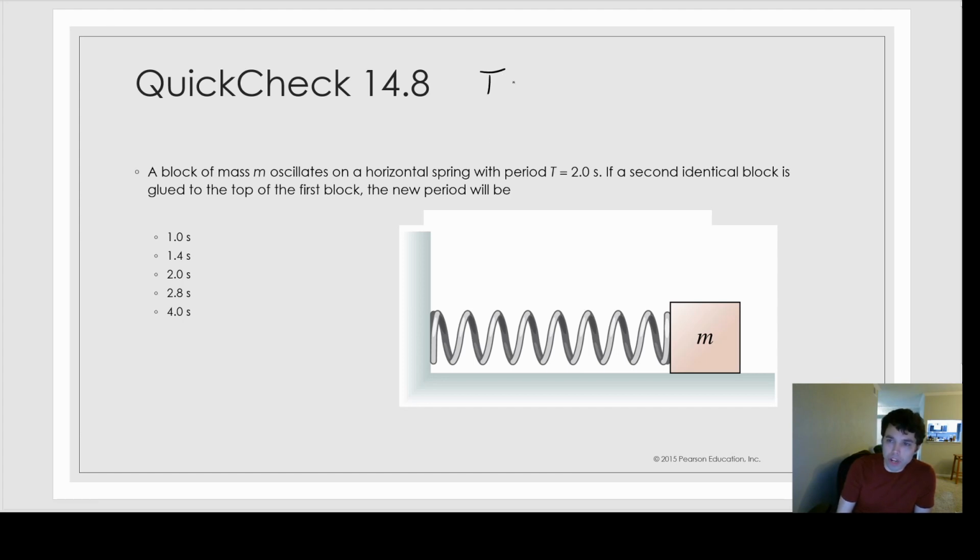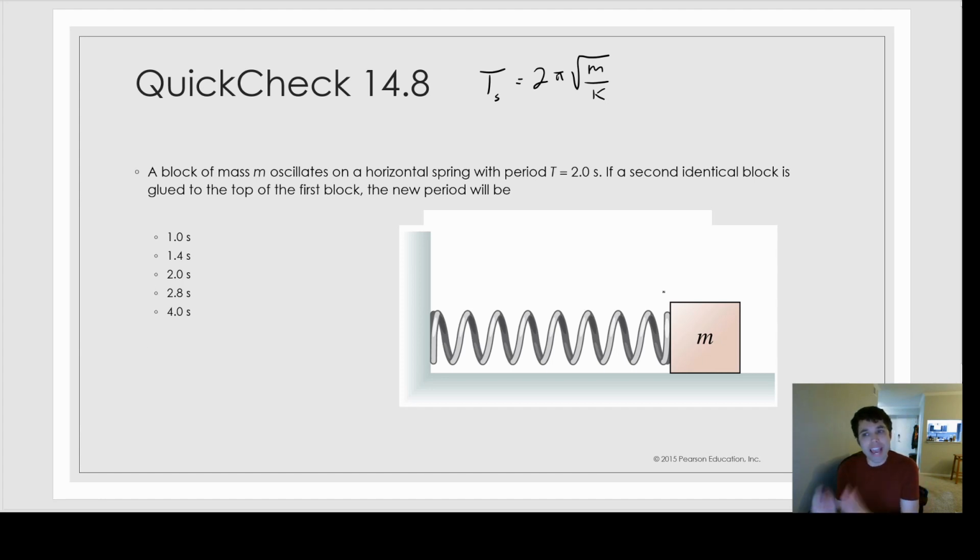We know the period of a spring oscillating system is 2 pi times the square root of m over k. I always get m and k mixed up. Yeah, m over k. So I had to check. We don't know what m is. We know the period is 2 in the original scenario. We're going to double m.